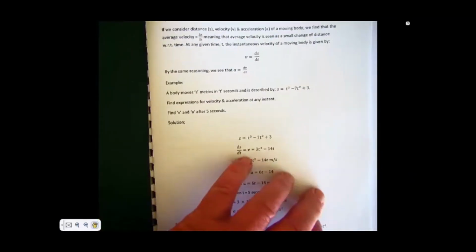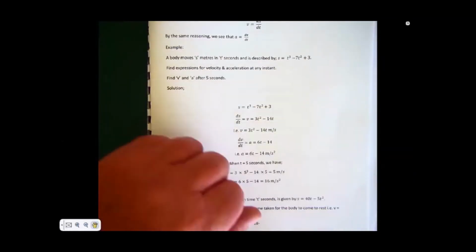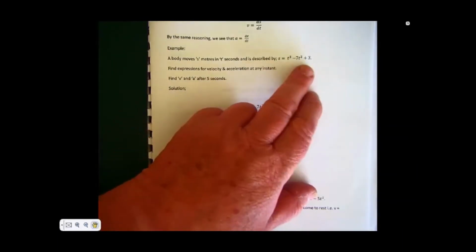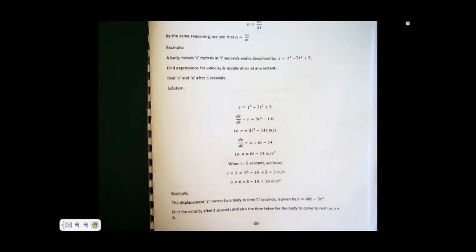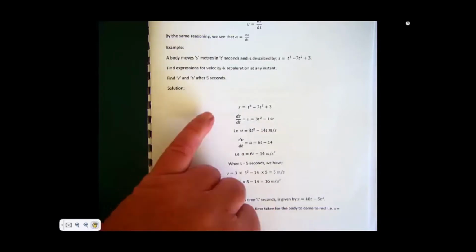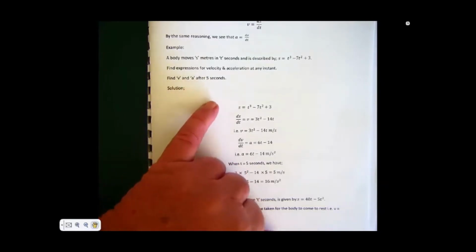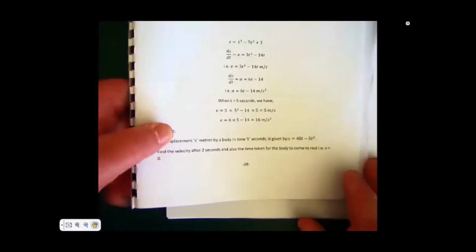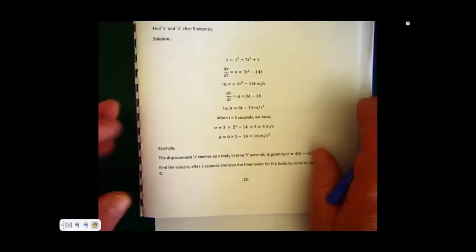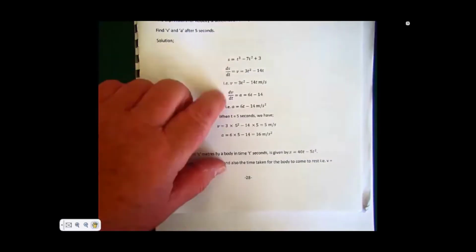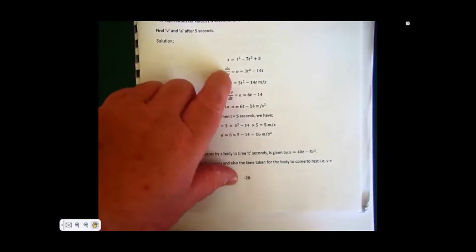So let's have a look at this example, which is laid out nicely. A body moves s meters in t seconds and is described by this function, s equals t cubed minus 7t squared plus 3. We have to find expressions for velocity and acceleration at any instant, and then we've got to find v and a after 5 seconds. So here we go. Solution. Write out what you're given, s equals t cubed minus 7t squared plus 3. Now this is an easy one. We can pretty well do this in our heads.